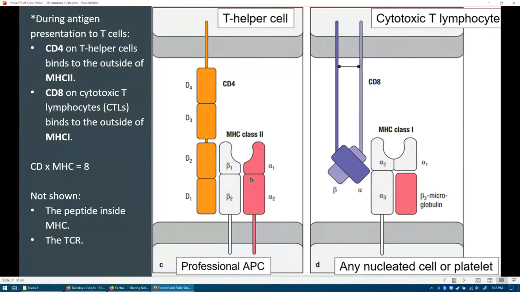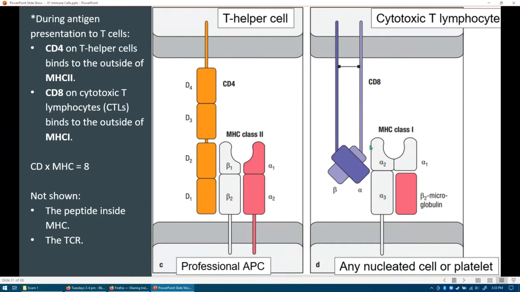This is a very important slide to commit to memory. On the other hand, and by the way, MHC2 is only expressed on professional antigen presenting cells. On the other hand, cytotoxic T lymphocytes express CD8, which is not even related to CD4. The structures are very different. They're not even in the same family.